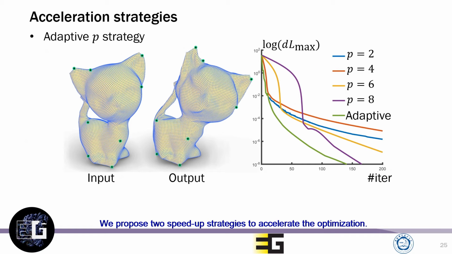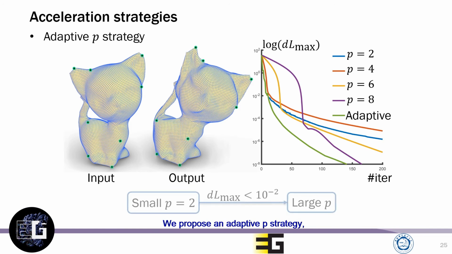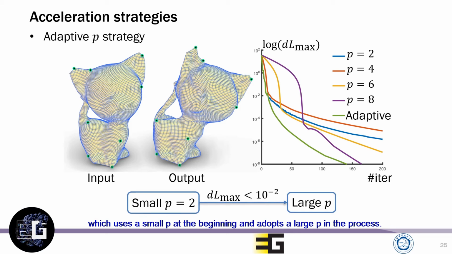We propose two speed-up strategies to accelerate the optimization. The first is the adaptive p strategy. We observe that the value of p significantly affects the convergence rate. A small p leads to a rapid decrease of the L_max at the beginning, yet cannot penalize it to be very small. A large p produces an opposite behavior. We propose an adaptive p strategy, which uses a small p at the beginning and adopts a large p in the process.